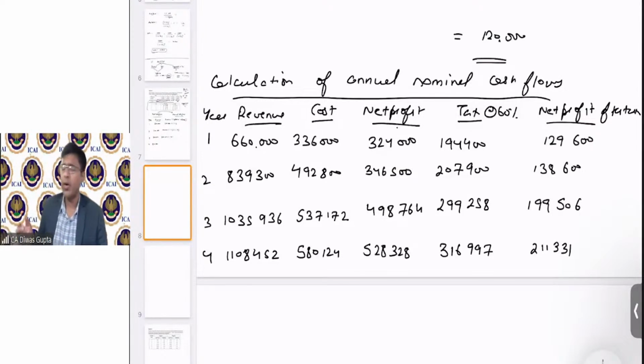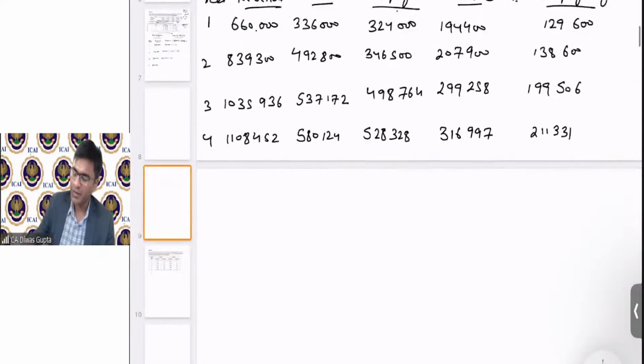Shruti, small round off is okay. I think Shruti is saying it is 537,152; 537,172 should be okay. So students, all these questions are very much calculation intensive questions. So please do try to cross check it again.